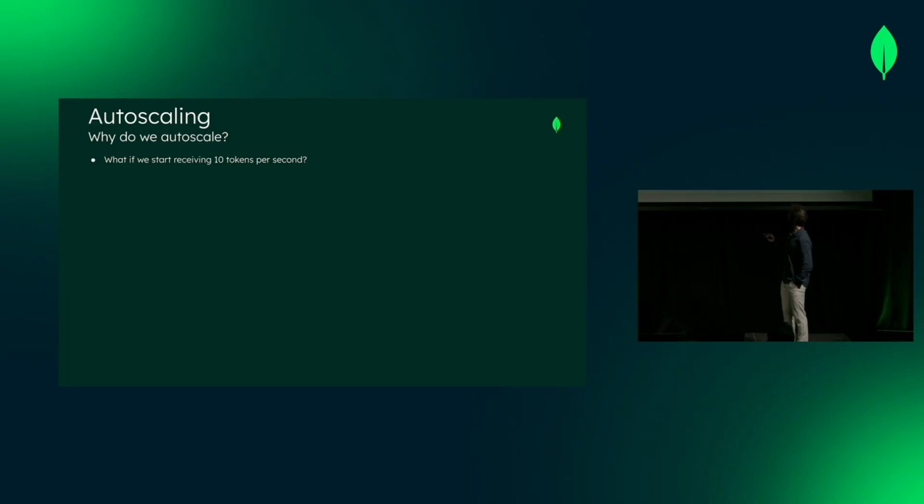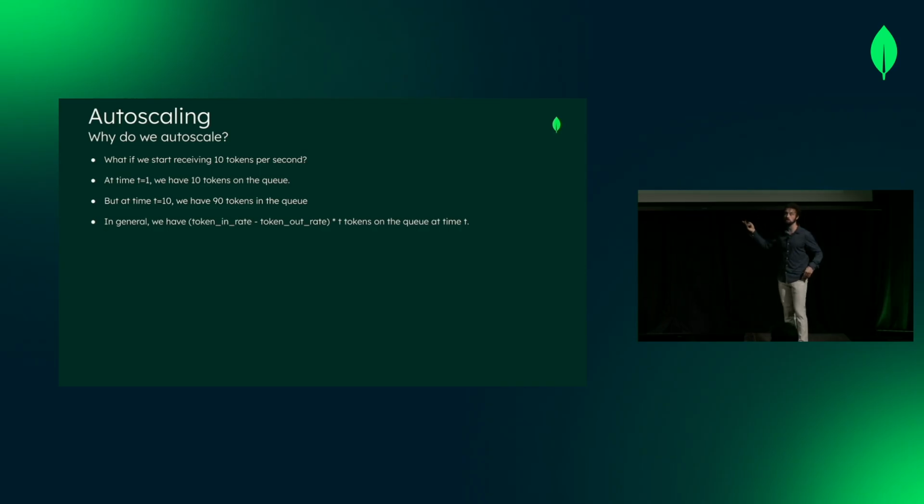The problem is, if we get a burst of traffic, like let's say, for illustration purposes, 10 tokens in this case, at time t equals 10, we'll have 90 tokens on the queue. And as time goes on, the queue builds up really quickly. It should be in rate minus out rate times t at time t. So if you get a really big burst of traffic, the queue backlog can grow really quickly, and then it can be hard to clear that without having an SLO violation. So that's really the crux of the problem.